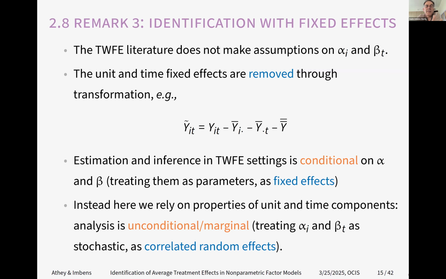So estimation and inference in those settings is conditional on these alphas and betas. It treats them as parameters rather than making any assumptions on them. Here, we're going to view these alphas and betas as stochastic, as having some distribution. We're going to make some assumptions on these distributions, and in the end, we're going to rely on having large enough samples that there are many units with similar values of alpha and beta.